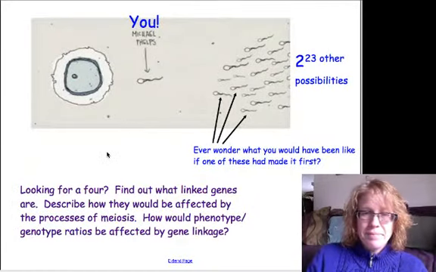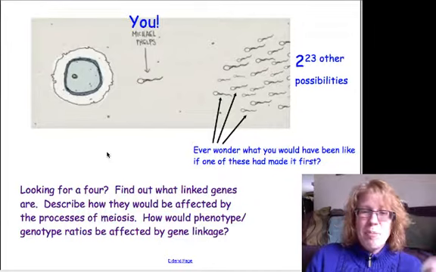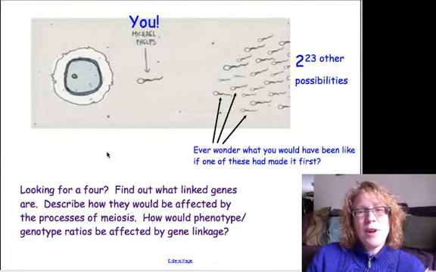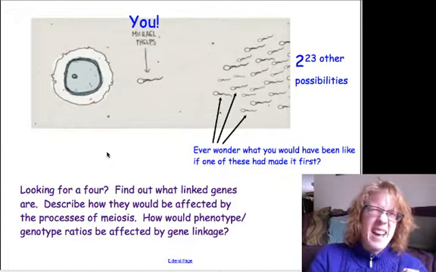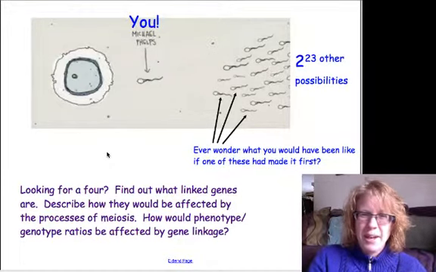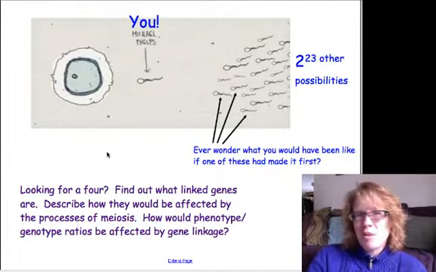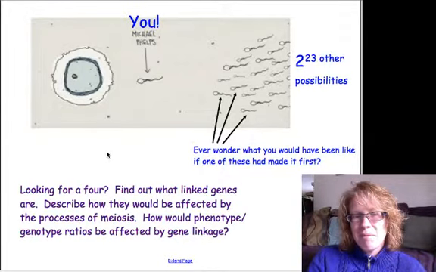And a final thought. There's you, right? The Michael Phelps sperm. I love that cartoon. But there's 2 to the 23rd other possibilities of sperm. Not that there's that many sperm that's made, but just that many different possible sperm that could be made. What would you have been like if one of the other ones had made it first? If you have a brother or sister, you could look at them. Anyway, if you're looking for a 4, there's an idea at the bottom.